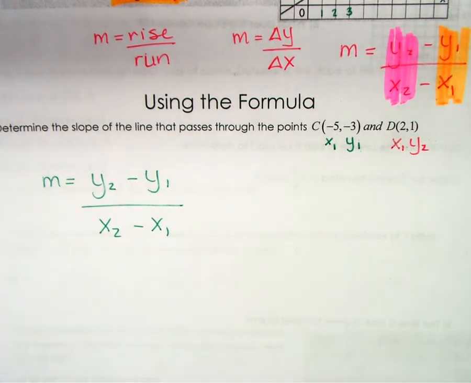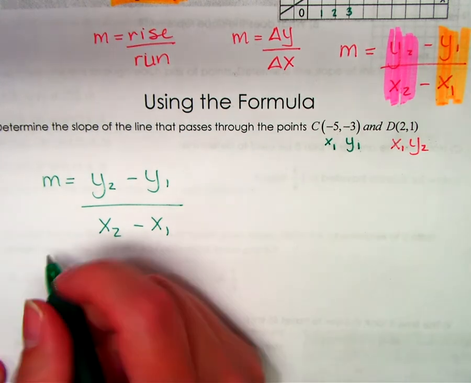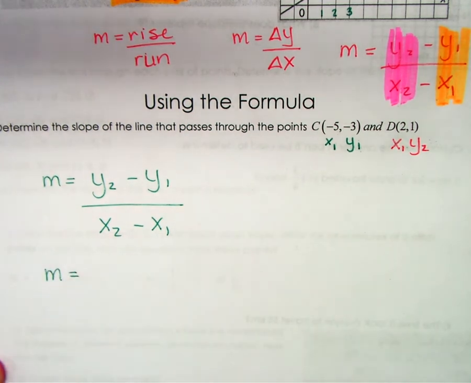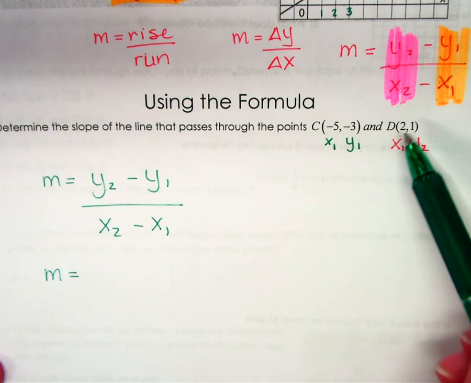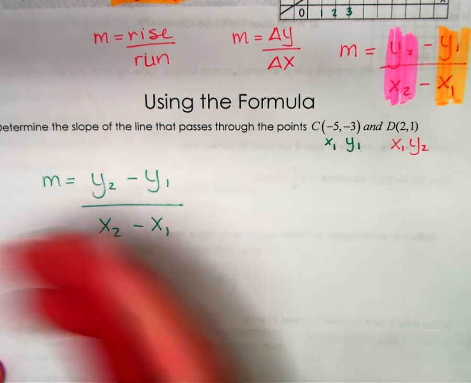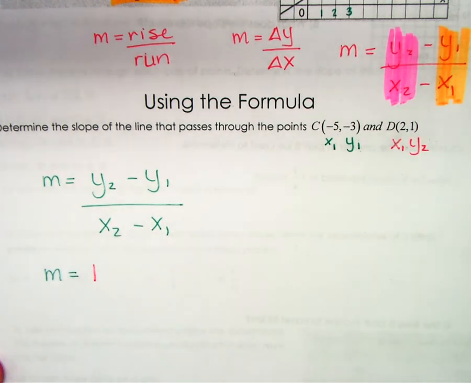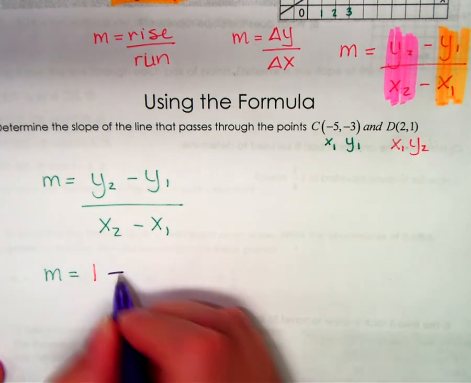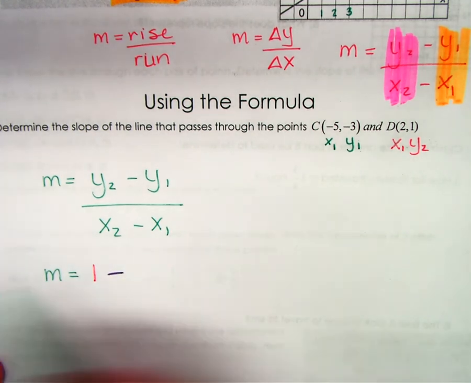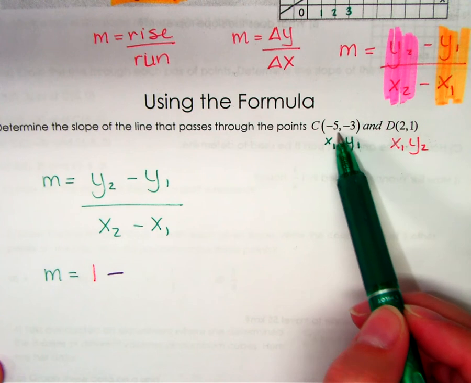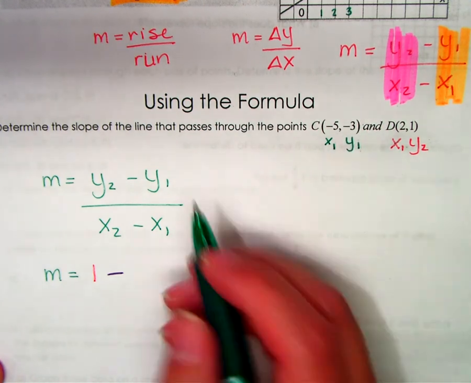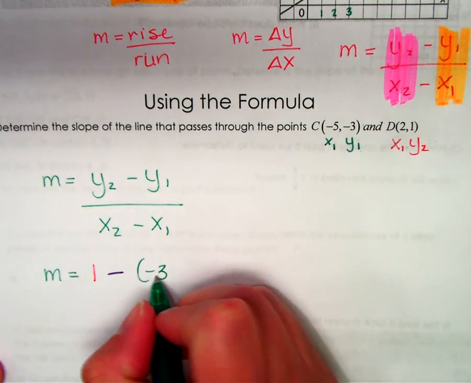Okay, so what is my value for y2? What's my second y value? I've got it labeled here. It's 1. So we're going to substitute that into the equation. And we are subtracting the first y value from it, which is negative 3. That's our first y value. So I'm going to use some brackets here. Negative 3.